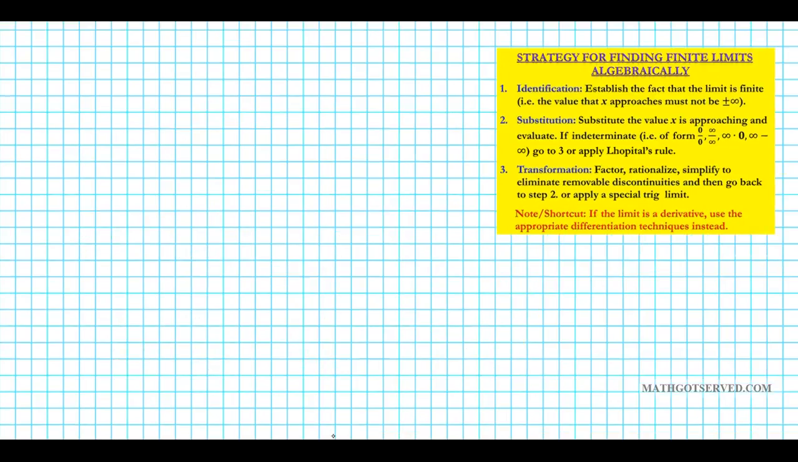All right, let's take a look at problem number 4. So for problem 4, we are to find the limit as x approaches 0 of the square root of (5 plus 2x) minus the square root of 5, divided by x. Okay, this is clearly a finite limit. Let's go ahead and evaluate this by substitution.